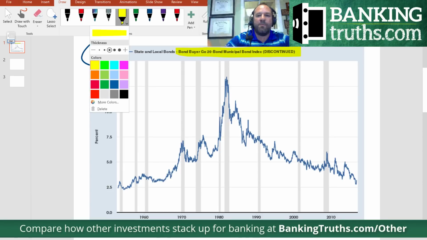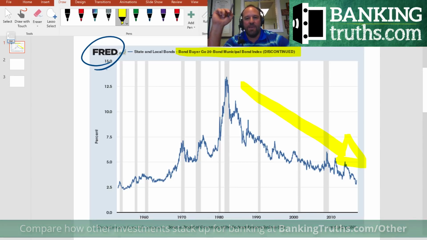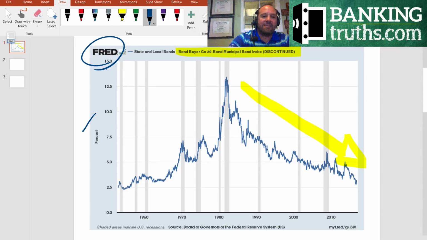So oftentimes the people that recommend municipal bonds, I notice, are baby boomers because they experienced this. I mean, you really couldn't miss. So what you're looking at here is the y-axis is the percent yield. So this is the interest rate that you could earn tax-free, or at least federal income tax-free from municipal bonds. And if you bought them from your state, they're state income tax-free too. And when bond interest rates go down, existing bonds go up.